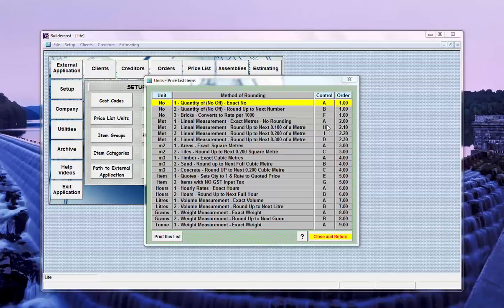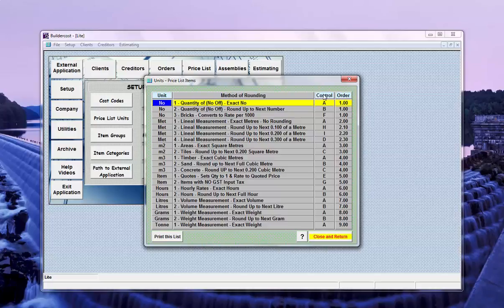So it would depend on which algorithm was attached to the item in the price list that would determine how the quantity would be rounded in the bill of quantity. These are fairly self-explanatory if you just work your way through them and read the little note beside them or the method of rounding. One important thing is the order in which they appear here.